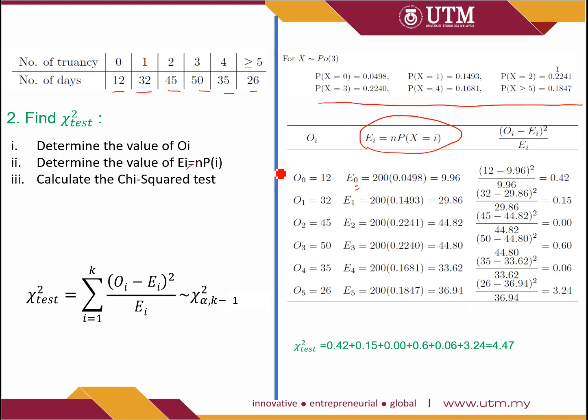Then after you obtain the values of Oi and Ei, sub the values into the chi-square test formula, and you will get these values. Don't forget the squared symbol here. Finally, to find the value of the chi-square test, total up all these values and you will get 4.47.